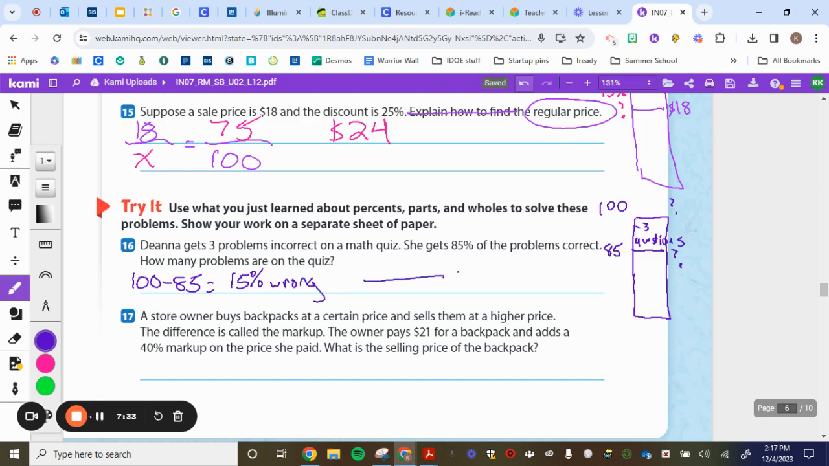And I can now use that information to set up my proportion. So my 100% was the total amount. That's what we're trying to find, how many total questions are on the quiz. And I can't use the 85 because I don't know what amount goes with that. I can't use the 100 because I don't know the number of questions that goes with that, but I can use that 3 questions is 15%. So now if I cross multiply 3 times 100 divided by 15, I will get 20. So there are 20 questions on that quiz.